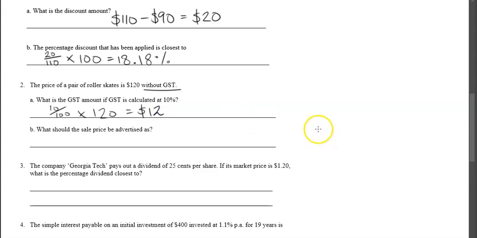What should the sale price be advertised as? The sale price needs to be advertised as what the cost is without the GST plus what we just found the GST price to be. This ends up being $132.